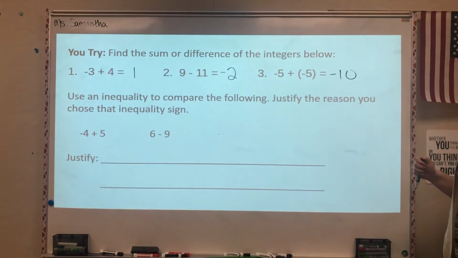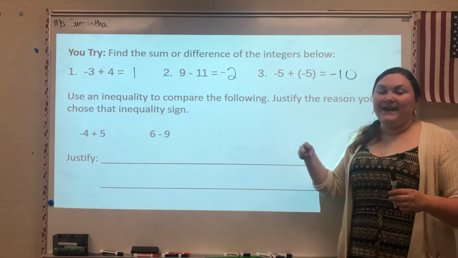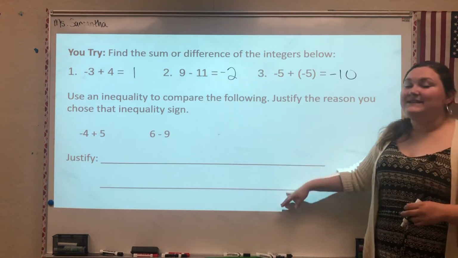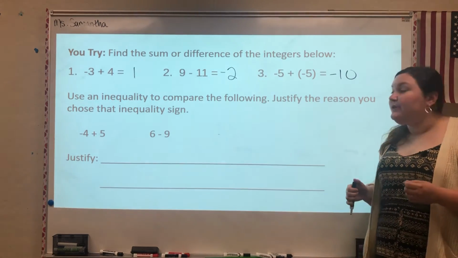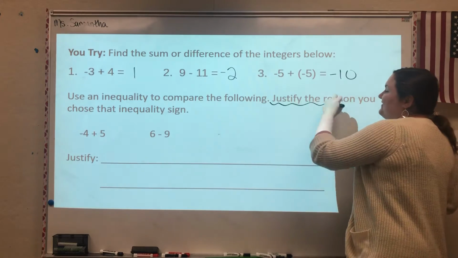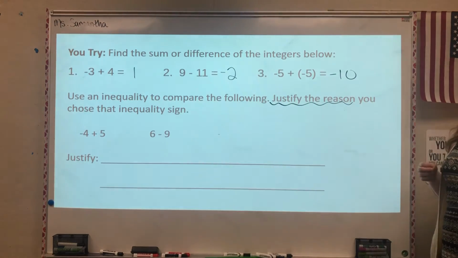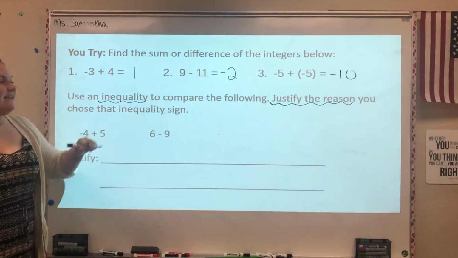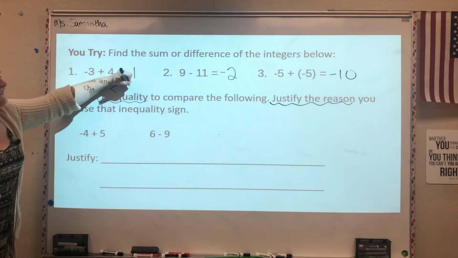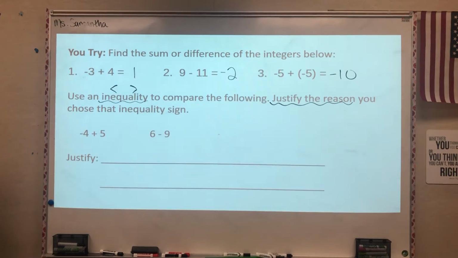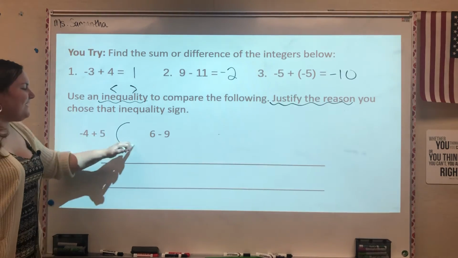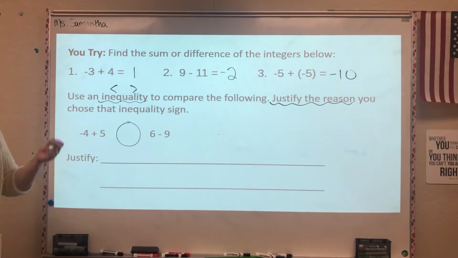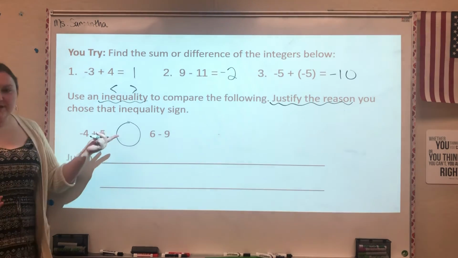Now that we've done those first 3, the next one is one of these compare using an inequality problems. One of the things I noticed missing from a lot of people's answers in Unit 1 was this idea of justifying your reason. And the other thing I saw students having a little bit of confusion on is what an inequality is. Remember, inequalities were those less than and greater than signs we learned. So it's asking you to choose what inequality sign should go right here to compare these two amounts. When it comes to justifying, just tell me what you did to figure that out.